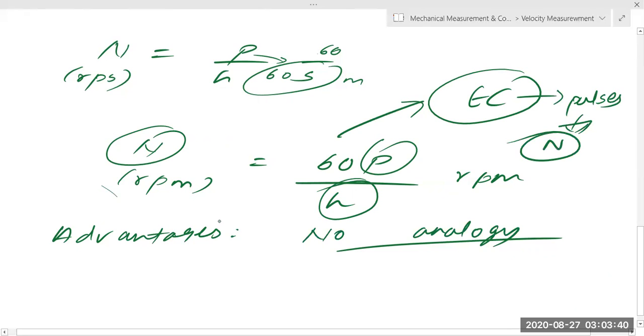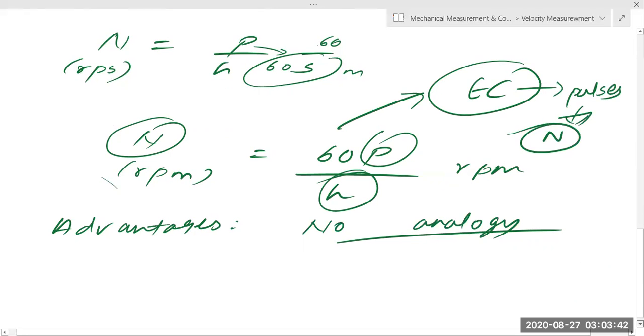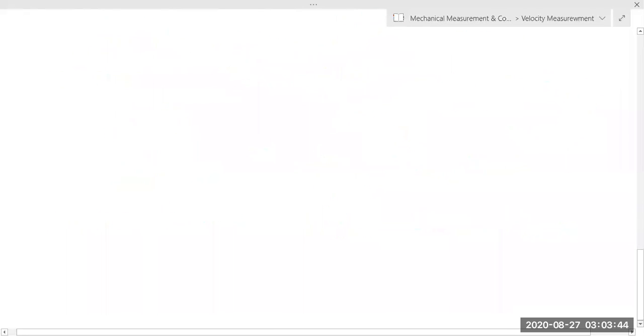Now I'll put the advantage again. First advantage: no analog to digital conversion required. Simple.